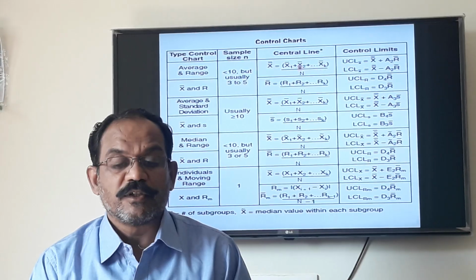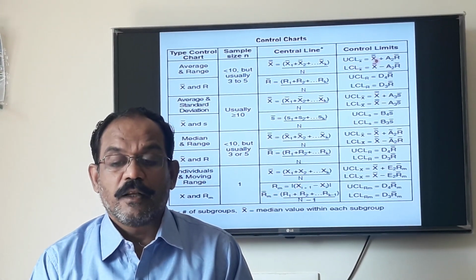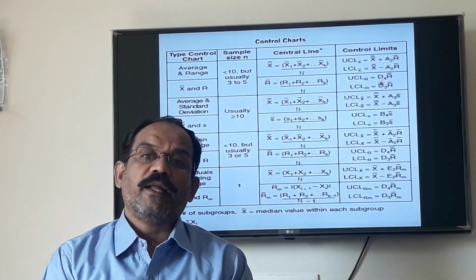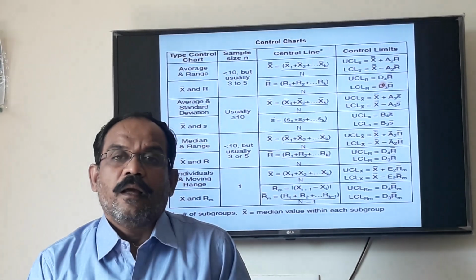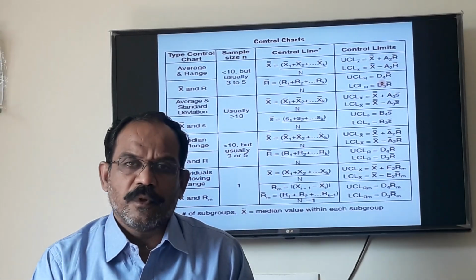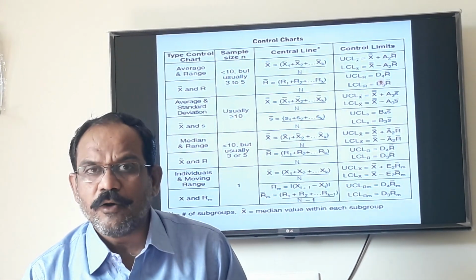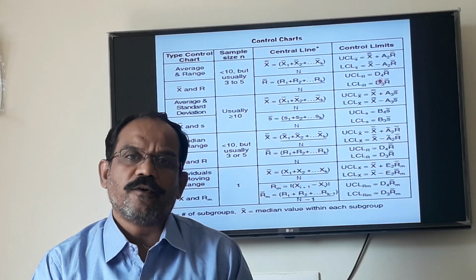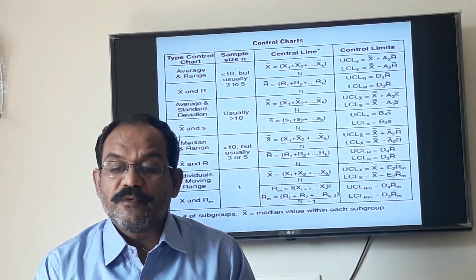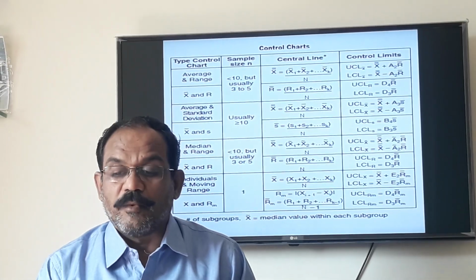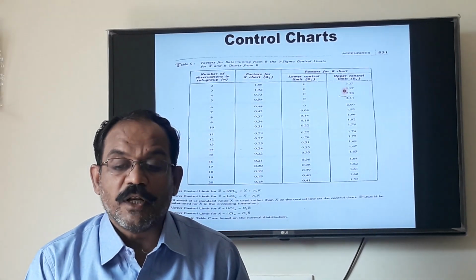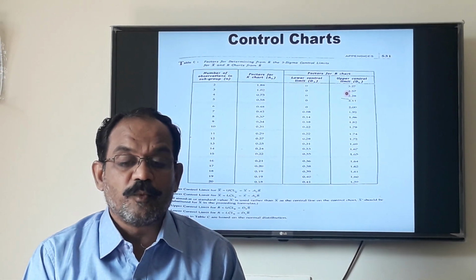X double bar we have just calculated. Now the unknown factor is A2. A2 is a standard value for a particular subgroup size. From where have these standard values been derived? These standard values have been derived from a long period of experience in the industry. These values are generally given in the problem. This chart is also available in the appendix of your book.